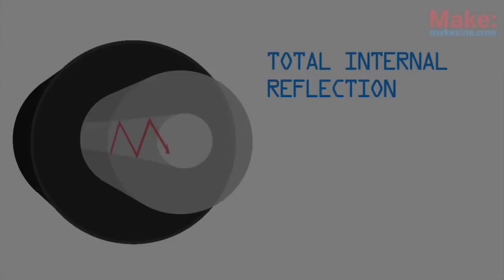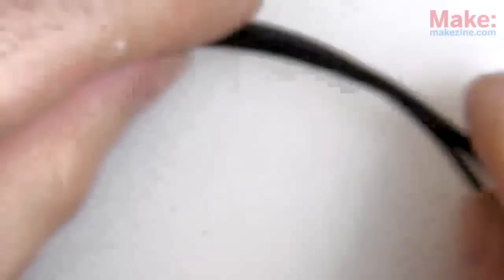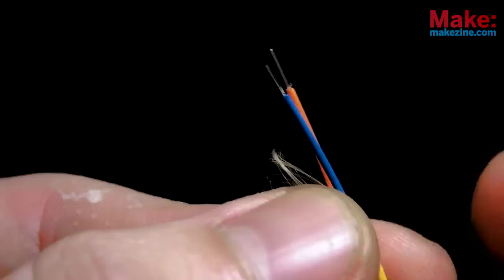For short distances, we can use a plastic fiber core, as is used in this kit here. But to maintain signal integrity over very long distances at high frequencies, we need to use a core made from very pure glass.